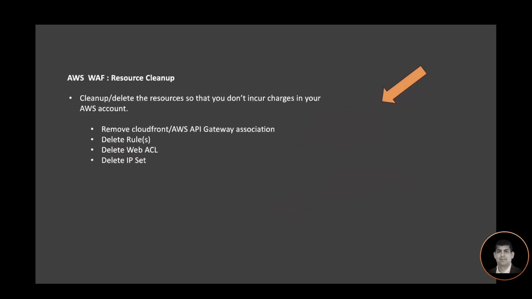Now if I don't need to keep this rule, then I should go ahead and clean up the resources so that I don't incur charges in the AWS account. So step 2 is to remove any association, be it with CloudFront or API Gateway or any other resource that the rule is associated with. Then delete the rule, delete the ACL, and then delete the IP set. That way you will ensure that they are not sitting idle in the account and not incurring cost in the account.